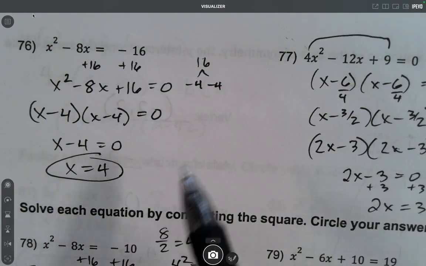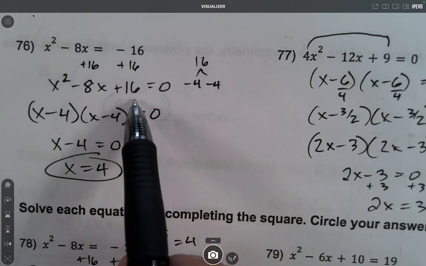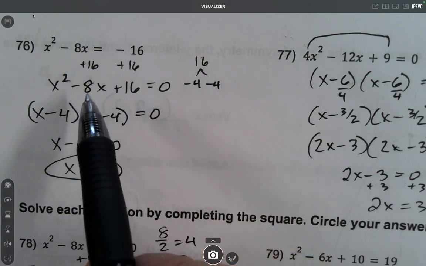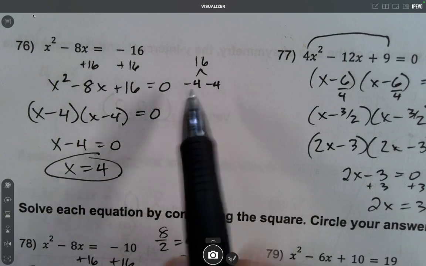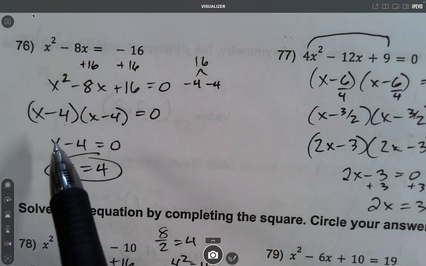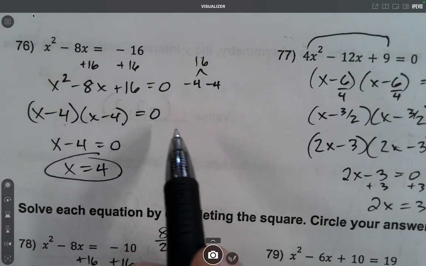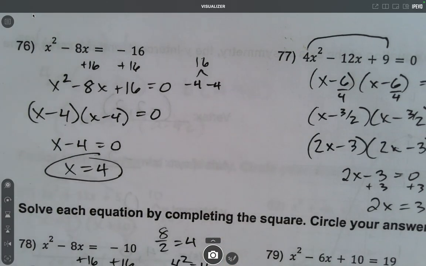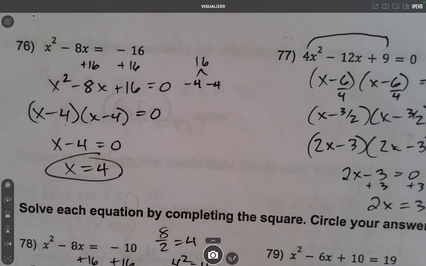Okay, to factor, we need it to be set equal to 0. So we add 16 to both sides. Then we say, what will multiply to be positive 16 and add up to negative 8? And that would be negative 4 and negative 4. So we have x minus 4 times x minus 4 equals 0. Now this is a case where both factors are identical, so I don't really need to write both of them set equal to 0, because obviously I'll get the same answer either way. So I just set x minus 4 equal to 0, and then you add 4 to both sides and get x equals 4.